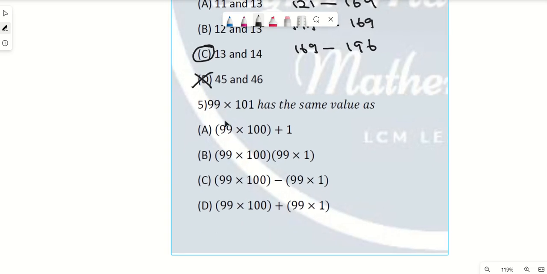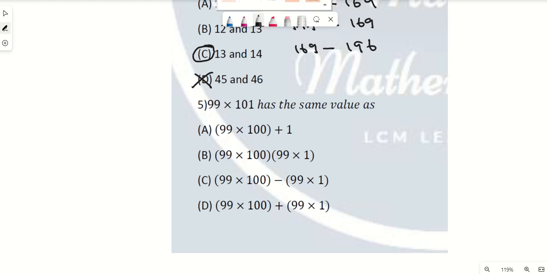This question here, if you know what you call this thing, you can just multiply it out. 99 by 101. 101 multiplied by 99 is 9900 plus 99. That's 9999. So this is the answer we're looking for.